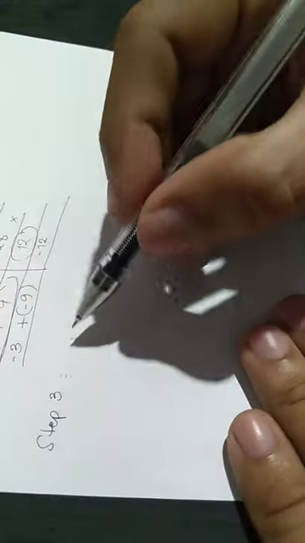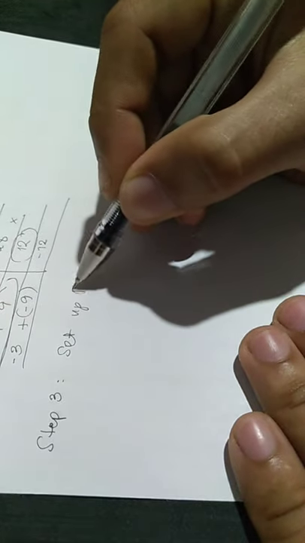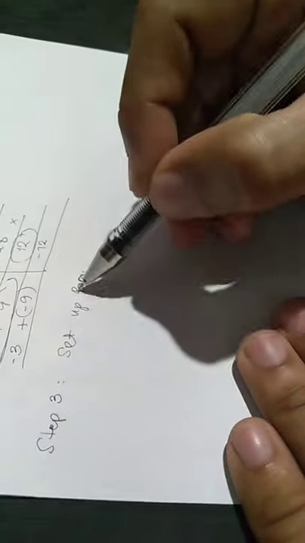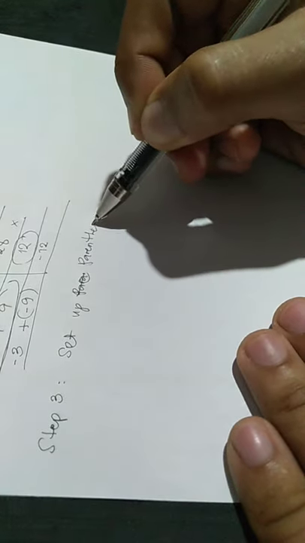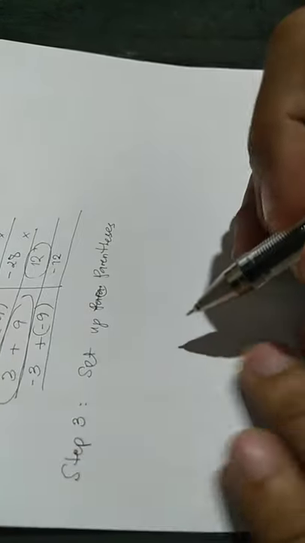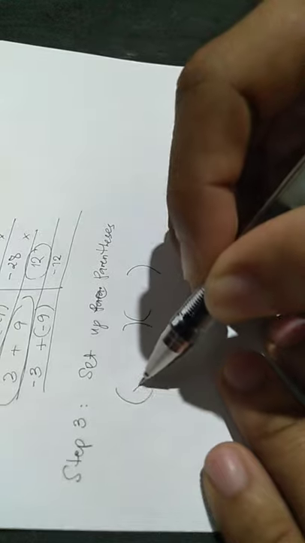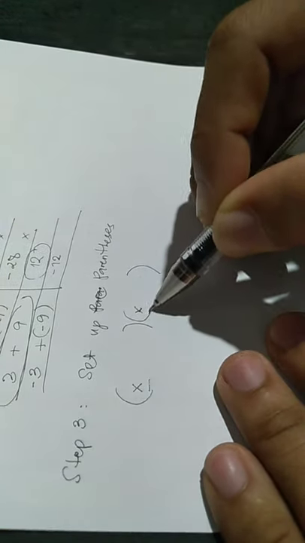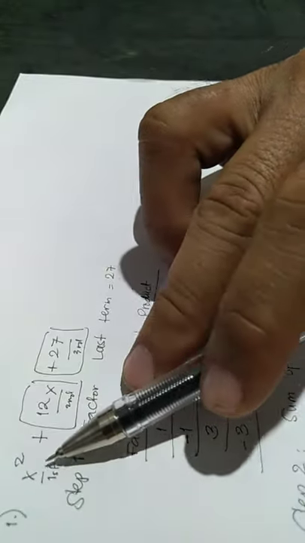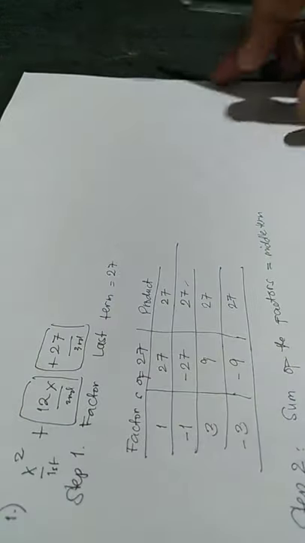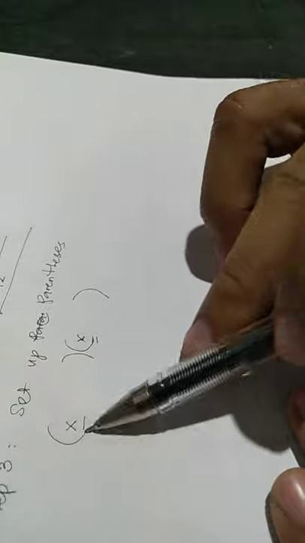For step 3, let us now set up parentheses. How is that? Very simple. Make two parentheses. Place x in each. Why only x in each? Because from our given, it's x squared. There are 2 x's, so therefore 1 and 1.